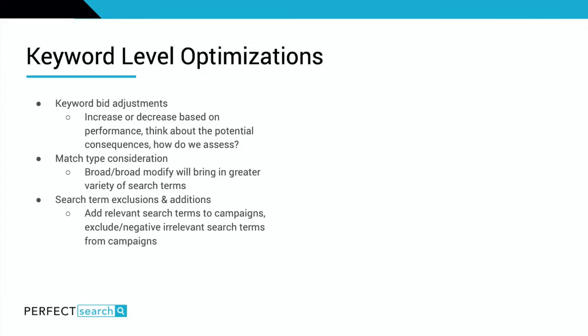And then, as we've just been discussing, search term exclusions and additions. So any relevant search terms that are bringing in conversions, you definitely want to add them to your campaigns. And then anything that's irrelevant or wasting money or not performing, you want to exclude and make a negative keyword.